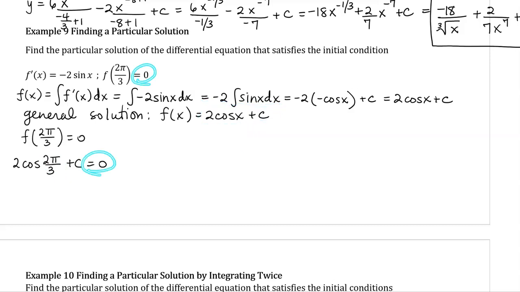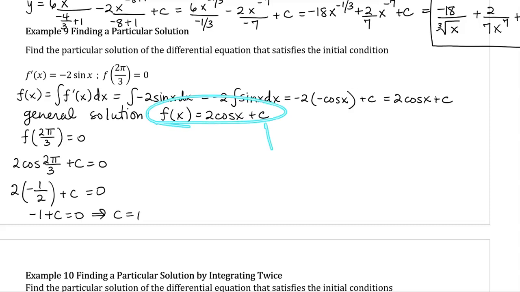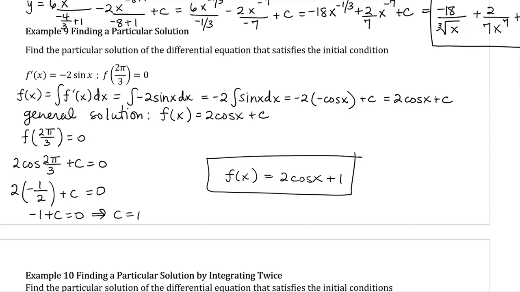And I set it equal to 0 because the initial condition said it should be equal to 0. It will not always be 0. Okay? It can be different numbers there. So going back to trigonometry, using what we know about the cosine function, cosine of 2 pi over 3 is a negative 1/2. So I'm left with negative 1 plus c is equal to 0, which implies that c is equal to a positive 1. So rather than giving this general solution with this arbitrary expression for c, I am particularly talking about the function where the c value is a positive 1.